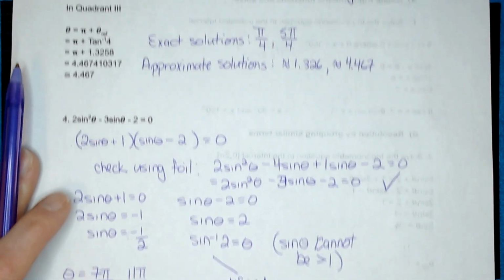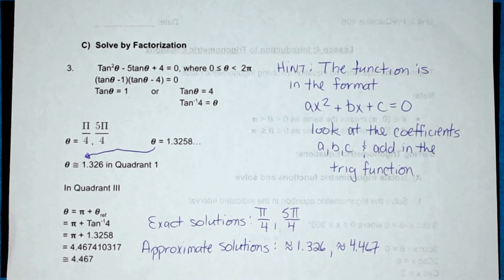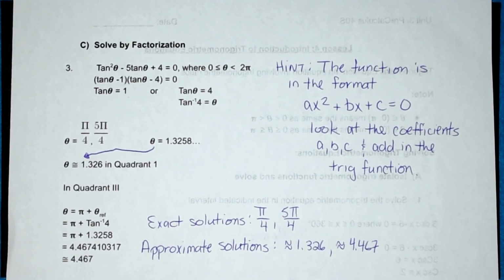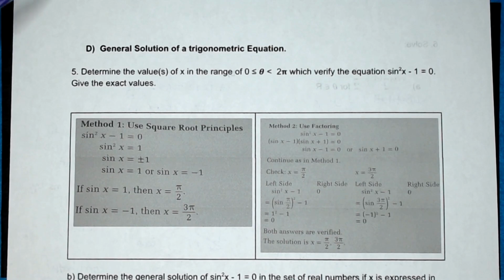So just a reminder again, these functions are in this format, ax squared plus bx plus c equals 0. Don't get thrown off by the function being there. It just represents your x value. You're still just solving for x. We also have a general solution of trigonometric equations.